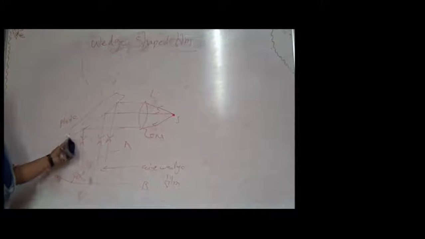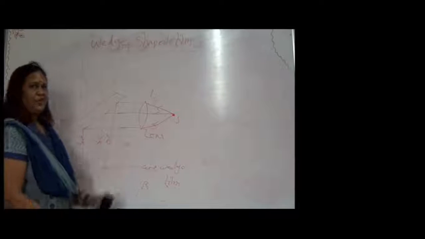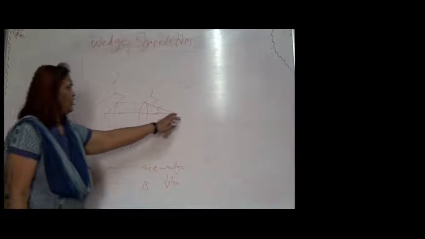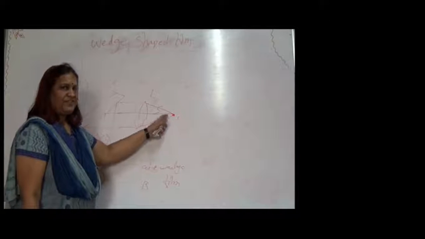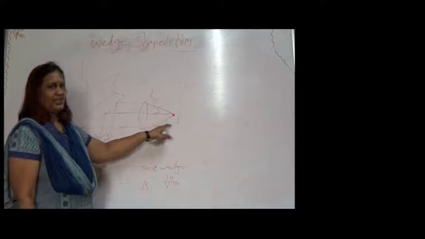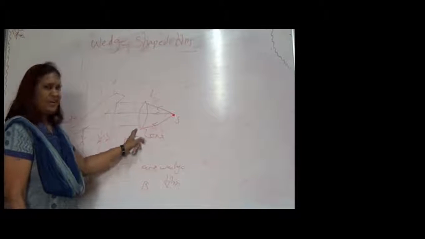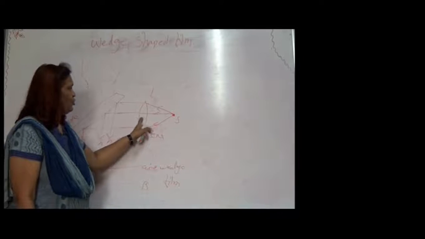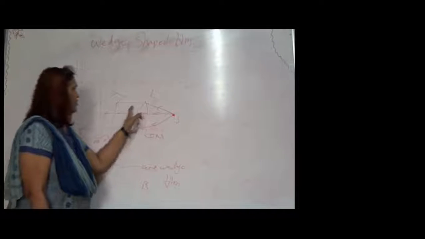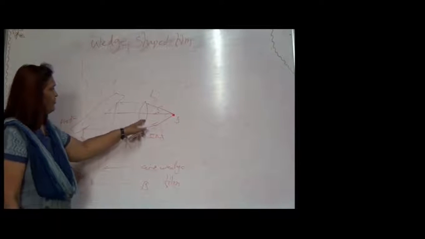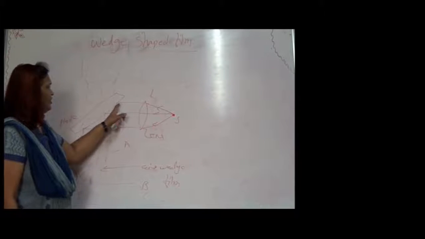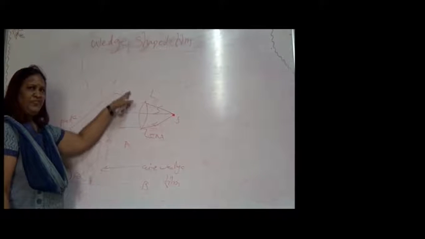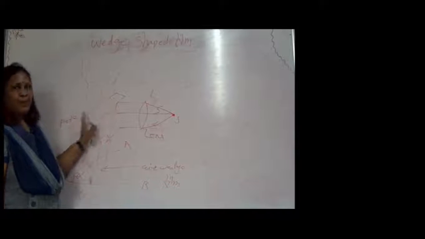Now the experimental arrangement of the wedge shape film. Here we consider the sodium source as the monochromatic source. It consists of a single wavelength, that is why it is known as a monochromatic source, which is incident on the condensing lens. That lens is used so the scattered beam can be converted into a parallel beam. In that parallel beam is a glass plate inclined at 45 degrees to the plane.